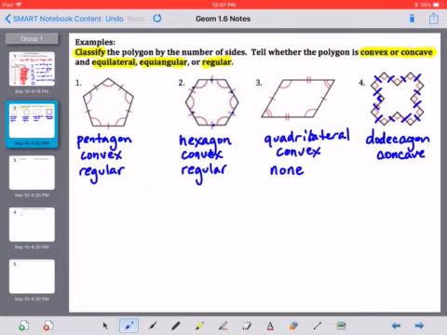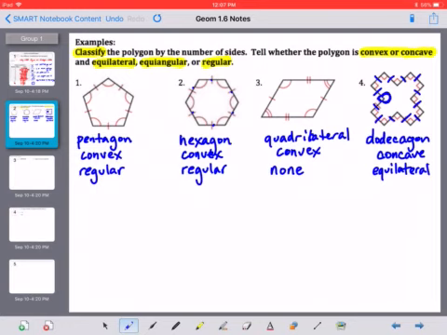So I know this right here is 90, but this actually would be 270 degrees. So the angles inside the figure are not all the same. So this is only equilateral. And it turns out that a concave figure cannot be regular, so it can't be equiangular.